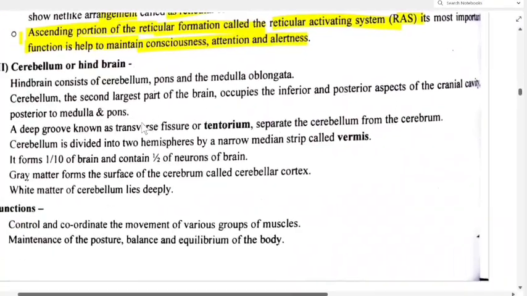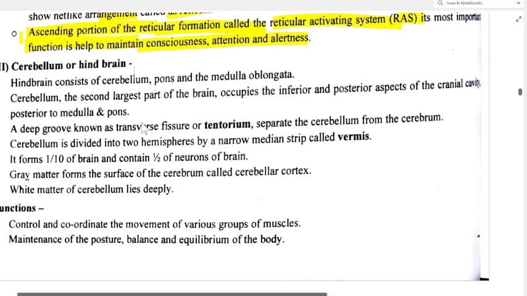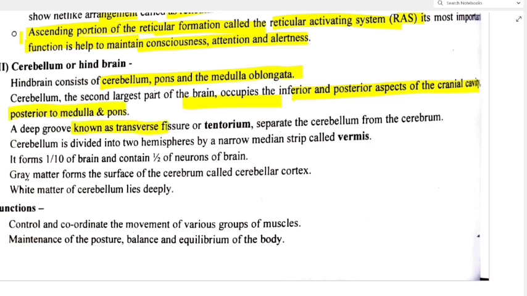Next is cerebellum or hindbrain. Hindbrain consists of cerebellum, pons and the medulla oblongata. All three together are called hindbrain. Cerebellum, the second largest part of the brain, occupies the inferior and posterior aspect of the cranial cavity, posterior to medulla and pons. A deep groove known as transverse fissure or tentorium separates the cerebellum from the cerebrum.